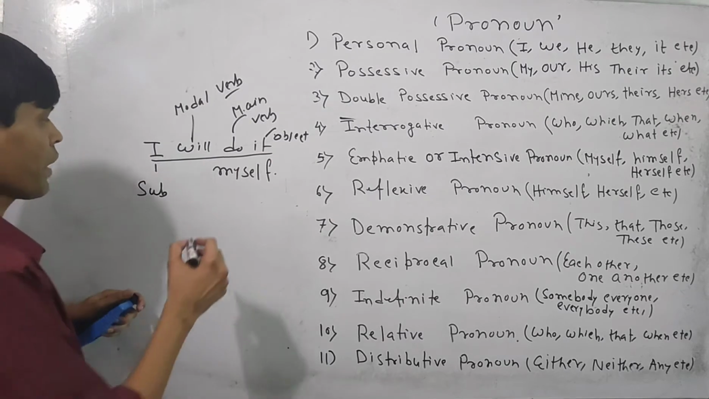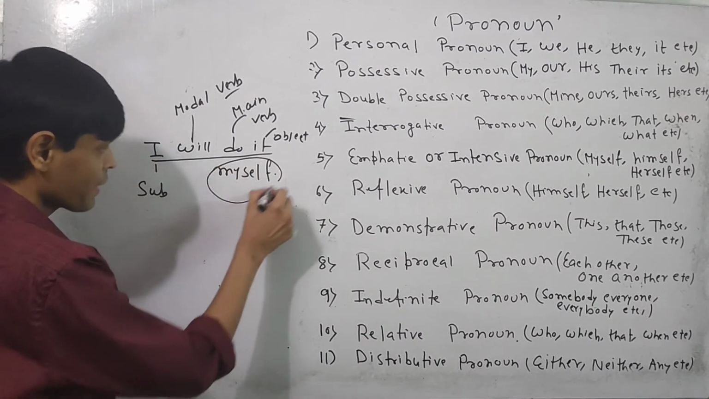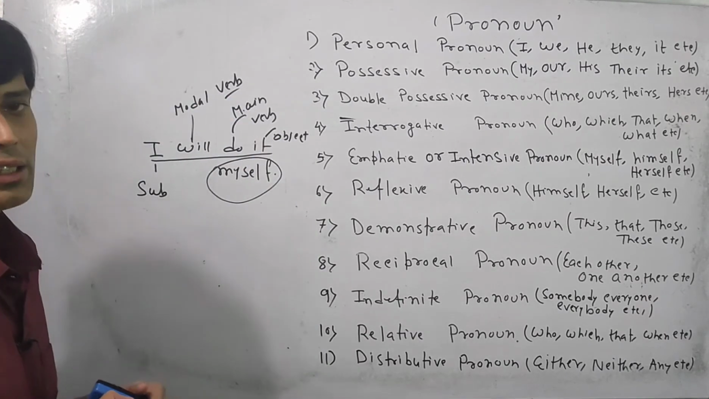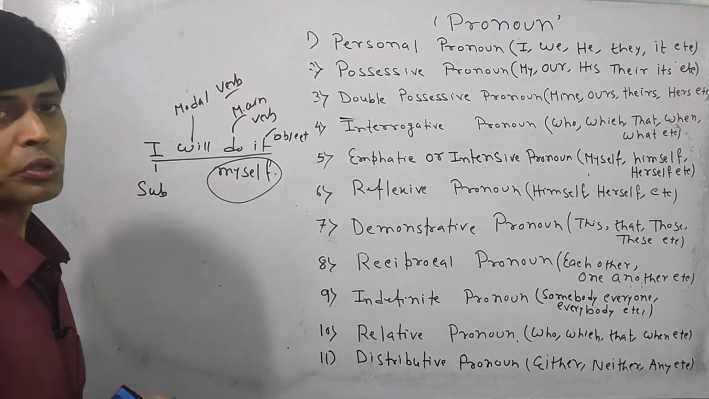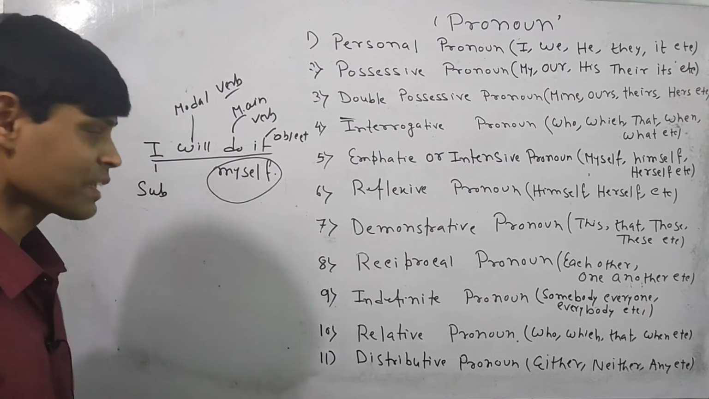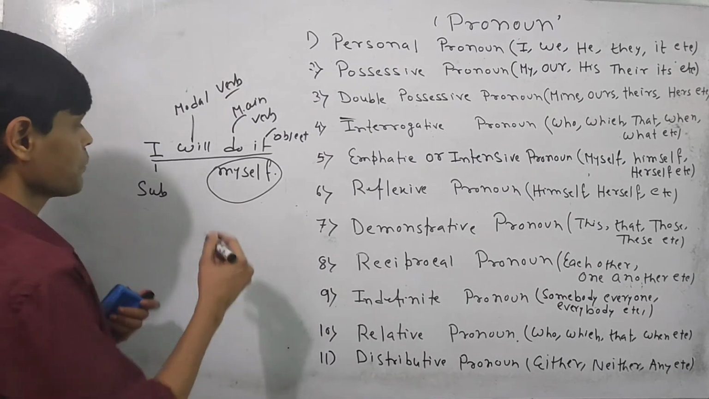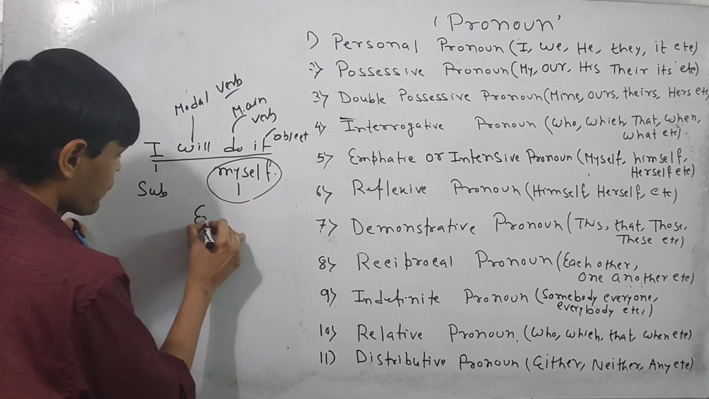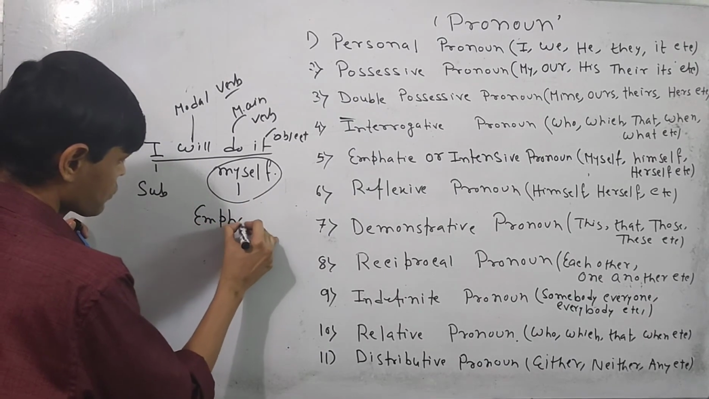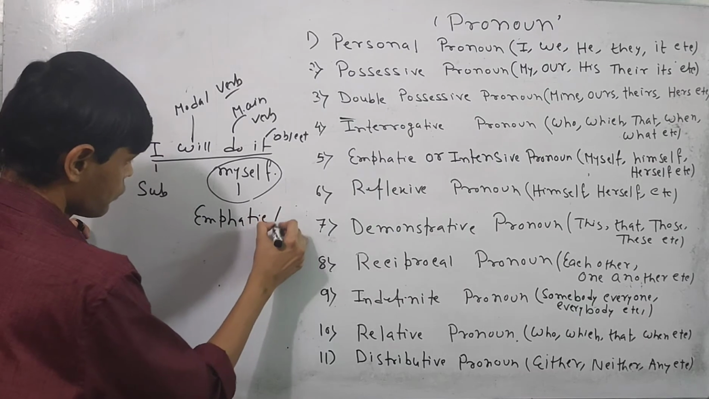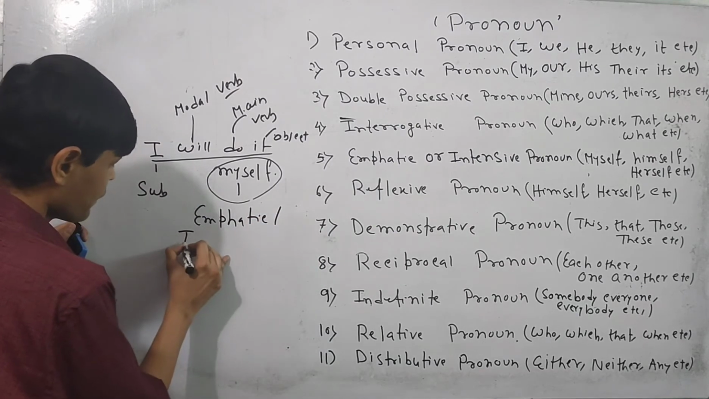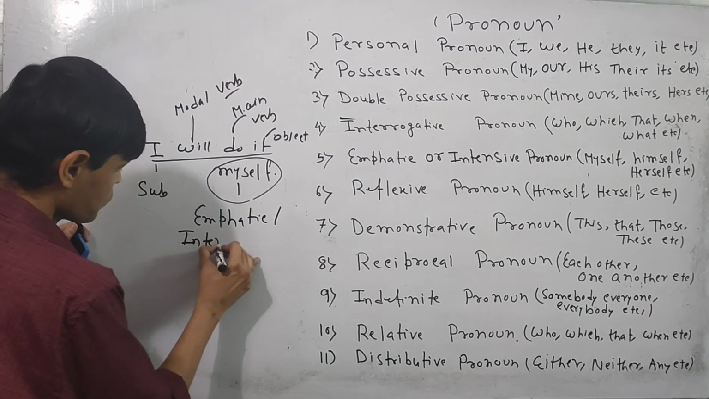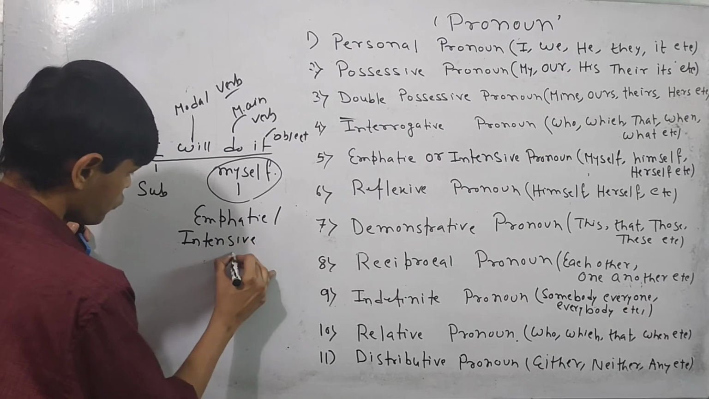We don't need to write this one, but we are still writing this one to put some extra stress on the sentence. In that case, it will be taken into account as emphatic pronoun. That means it is not essential, but can be used to make the sentence more meaningful. Okay.